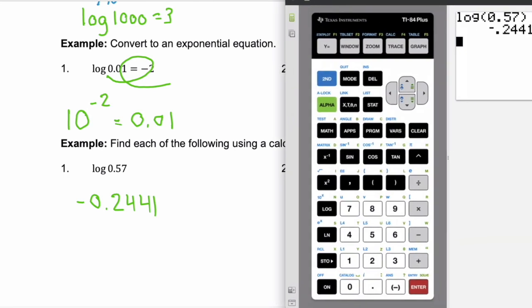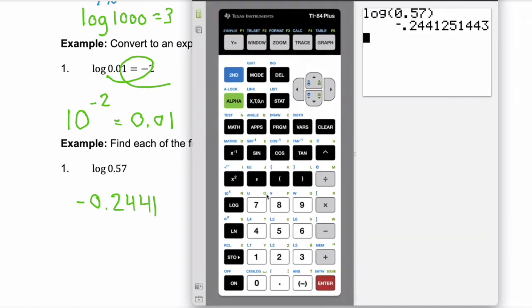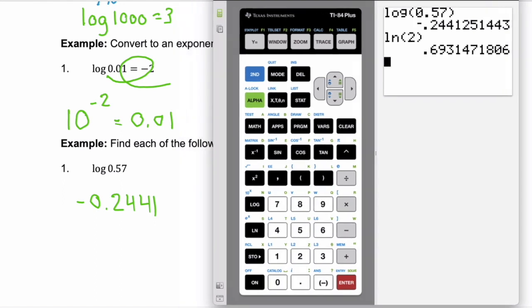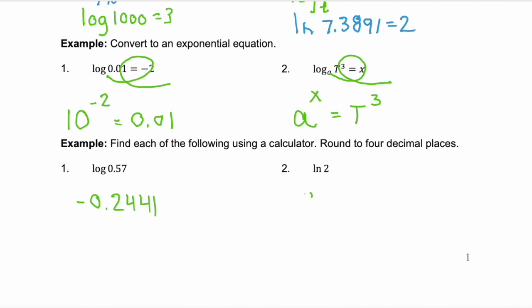Okay, what about taking the natural log? Let's pull our calculator back up. Natural log, you're looking for ln. It's just below the log here on the left. You'll hit ln. We're taking the natural log of 2. Enter 2 and close the parentheses, then hit enter, and you get 0.6931. We like those leading zeros. It helps that decimal stand out.